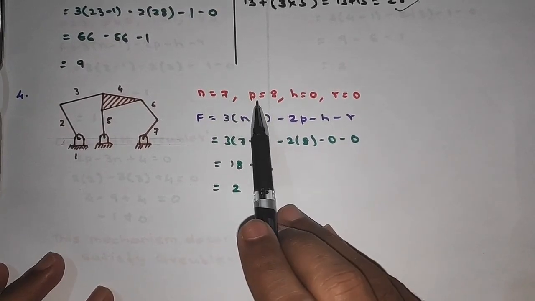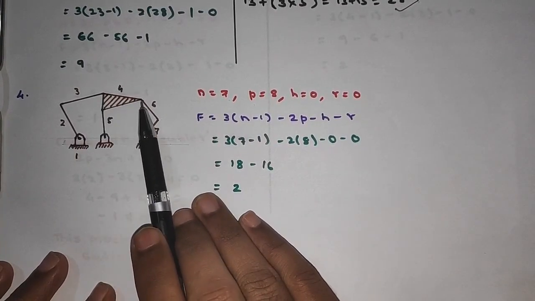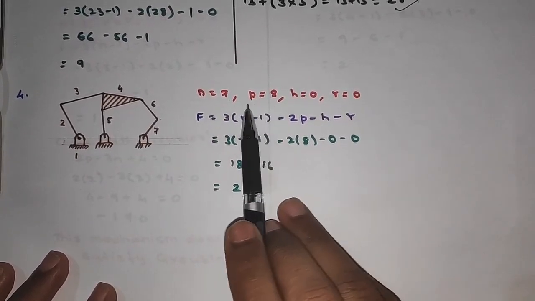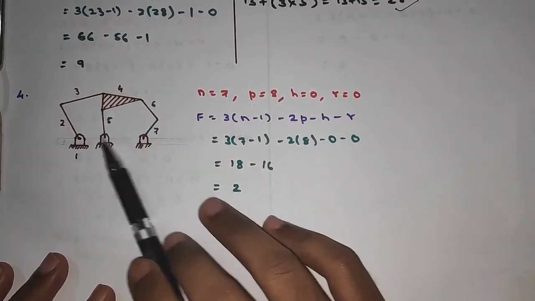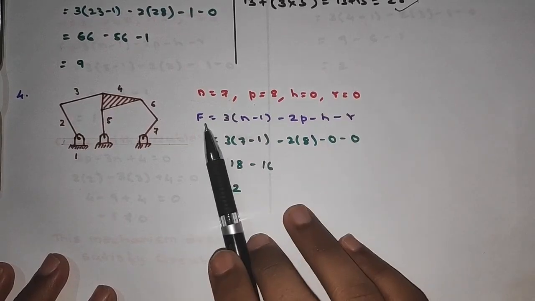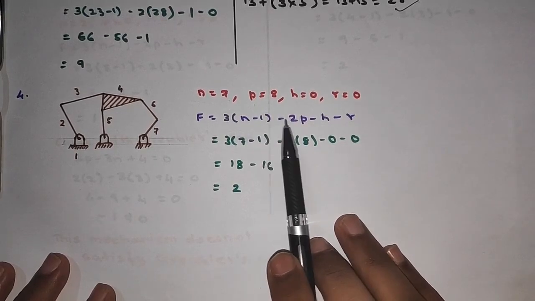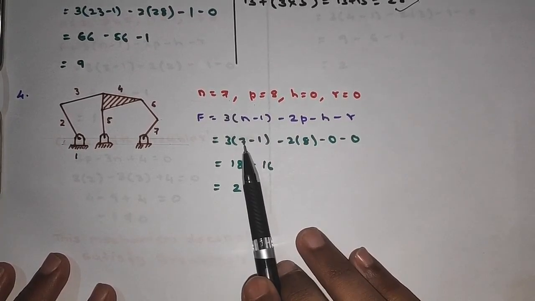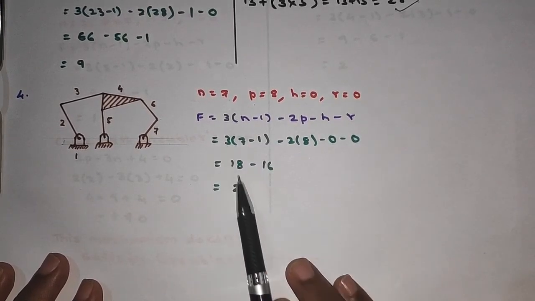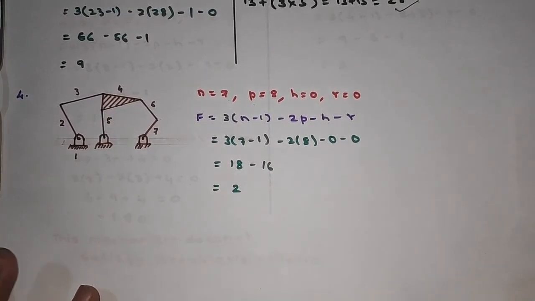Now we shall count the number of pairs. So this is 1 pair, second, third, fourth, fifth, sixth, seventh and this is the 8th. So totally we have 8 kinematic pairs. And since these are all lower pairs, we have H equal to 0 and no redundant degrees of freedom, so R is equal to 0. Substitute all these values in this Kutzbach equation. F is equal to 3 into n minus 1 minus 2p minus H minus R. So we have n as 7 and P as 8. Upon simplification, we get this as 2. So the mobility or degree of freedom of this mechanism is 2.